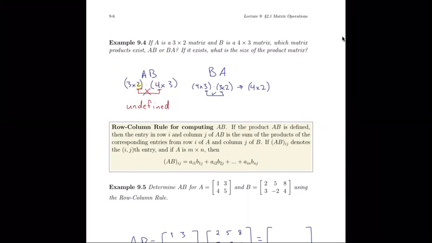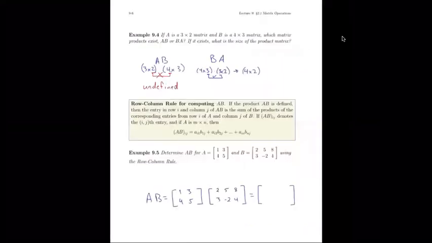In general, from here forward, we just match the inner dimensions. If they match up, it's well defined. If not, we just state that it's undefined. B times A, 4 by 3 times a 3 by 2. In this case, when we flip it around, the inner dimensions match up, and we end up getting a 4 by 2, the outer dimensions, as the result or product matrix. Okay, so that's a more general look at how these things are analyzed.